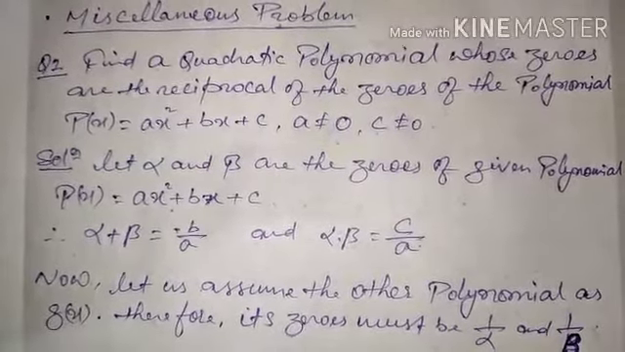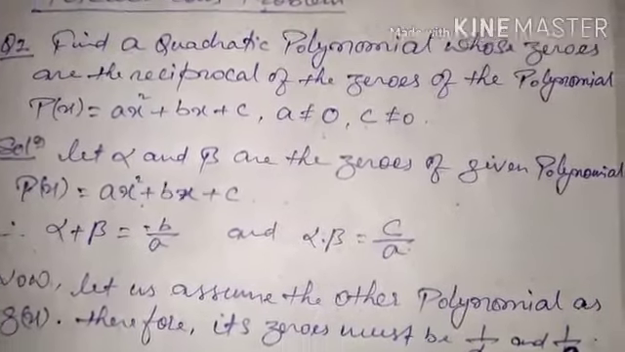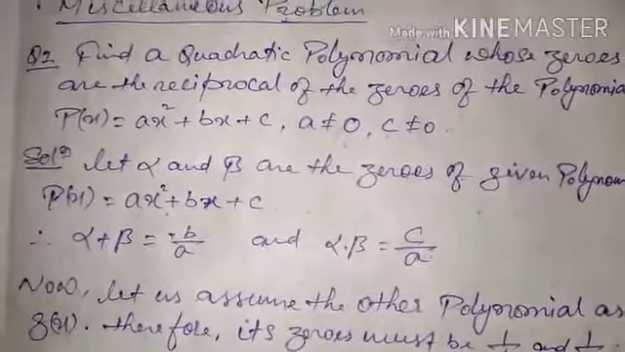So it's again a very easy question, it's not very difficult. If you understand the concept properly, then definitely you will understand it. So here is your question. Find a quadratic polynomial whose zeros are the reciprocals of the zeros of the polynomial p(x) = ax² + bx + c, where a is not equal to 0 and c is not equal to 0. This is the question which is given to you.